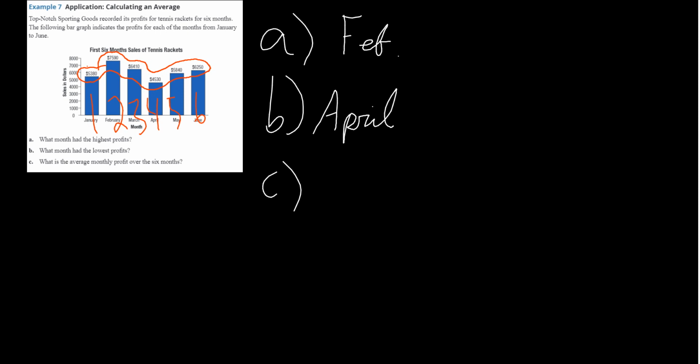Okay, so it's 36,000, and then I divide 36,000 by 6. So the average is 6,000, okay? So the average monthly profit here is 6. Let's fix that a little bit. $6,000.